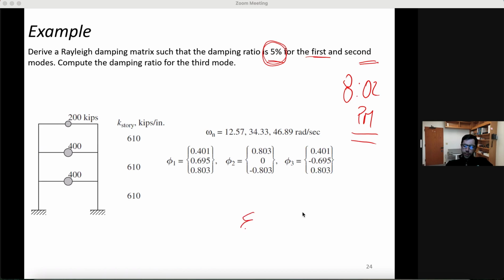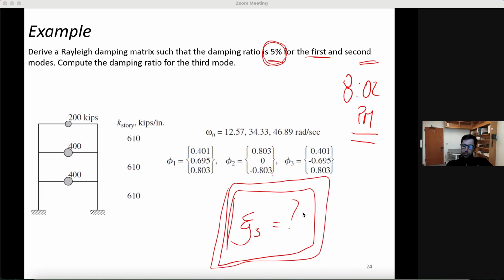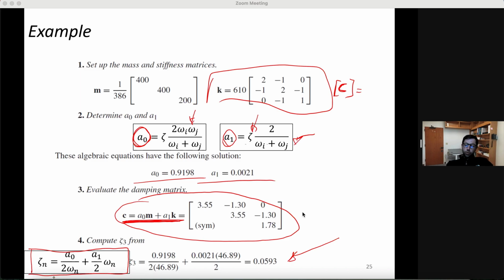Then find the equivalent viscous damping for the third mode of vibration. So you are setting the equivalent viscous damping as 5% for the first and for the second mode, and the problem is asking you what the equivalent viscous damping is for the frequency of the third mode of vibration. Because you have two equations for A0 and A1, which are written here, you will be setting the frequencies of mode 1 and mode 2 in this equation to obtain A0 and A1.